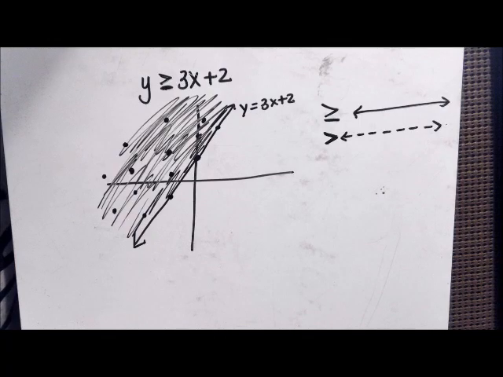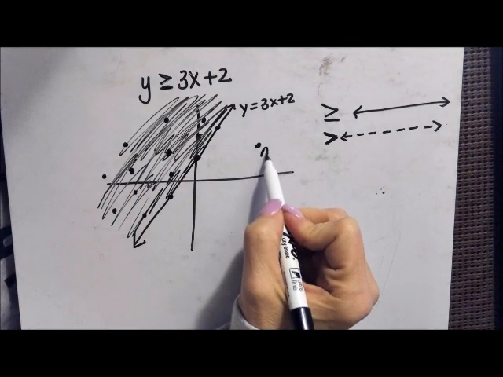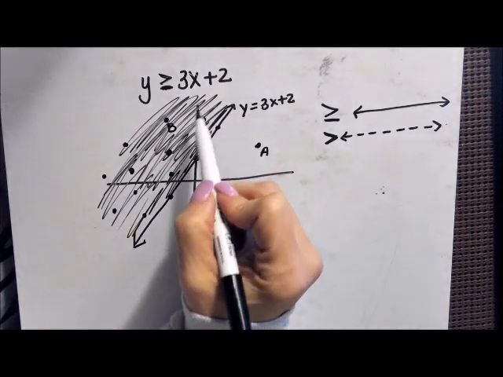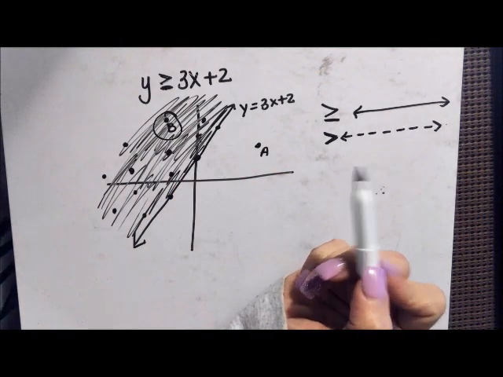A typical question with this would be, I'll give you A and I'll give you B. Which one is part of my solution? Well, B, because it's in the shaded region.